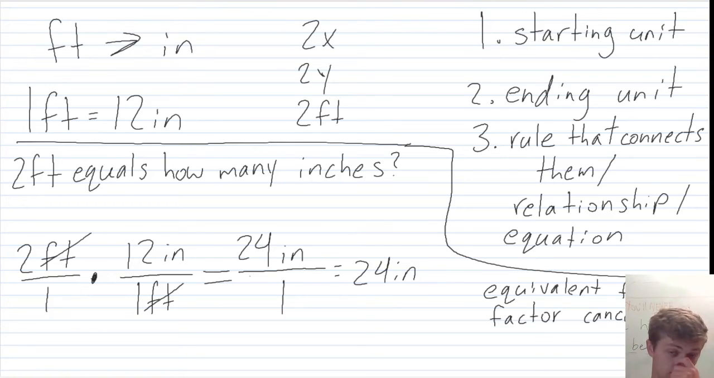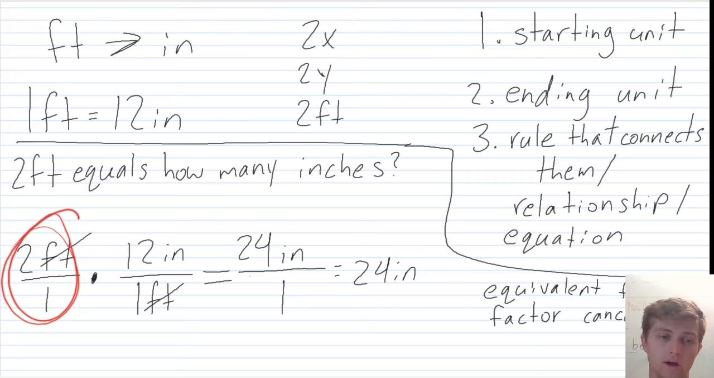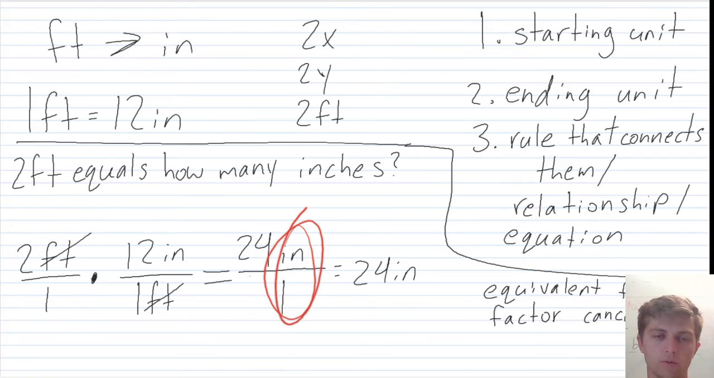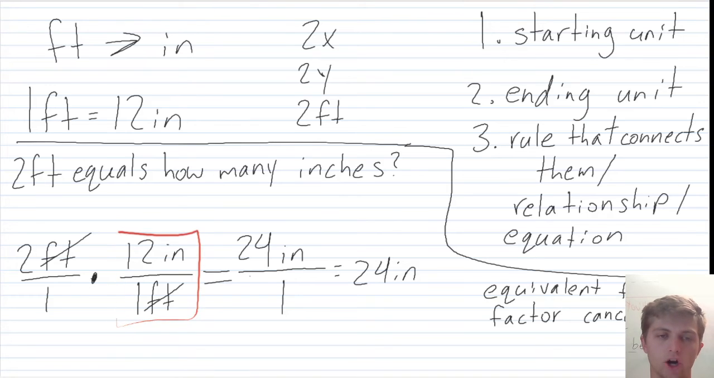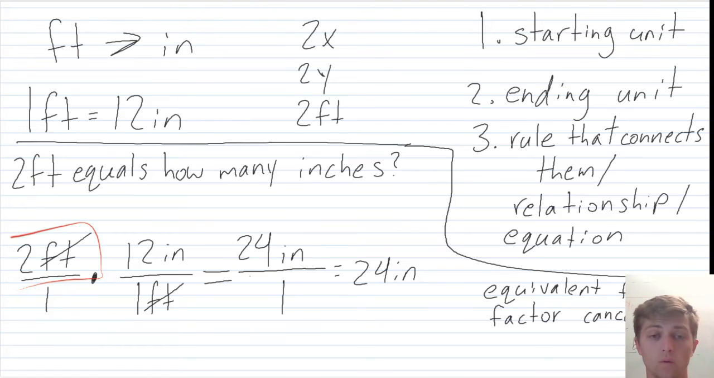All right. So let's reiterate what we did. We started with what we had. We went to where we're going. We did equivalent fraction multiplication using our rule, and we were able to cancel our units because they were the same in the top and the bottom, and we were left over with the unit we needed. And now we see we started with 2 feet, we ended with 24 inches. 2 feet equals how many inches? 24. Pretty neat, right? Okay, let's do another example.